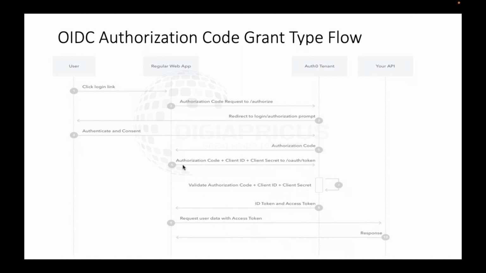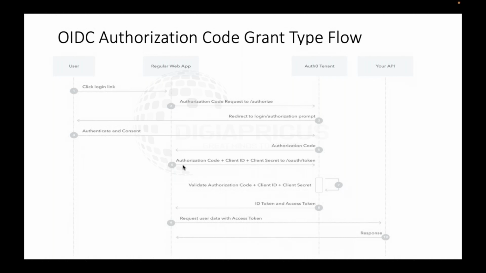So that's why these three things become your composite key, or the combination which will be validated by the authorization server. Now it will validate it, and if it feels that this is the correct set of information being provided by the application, it will grant you the ID token and the access token.